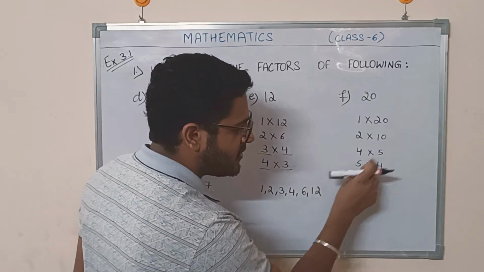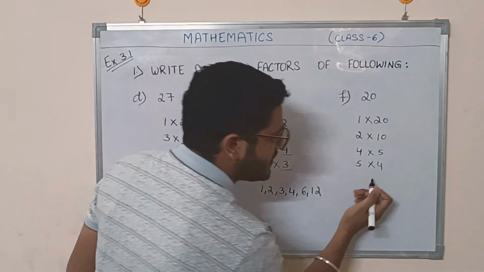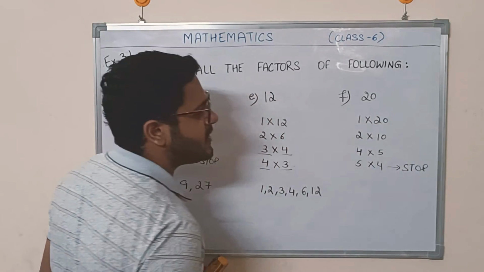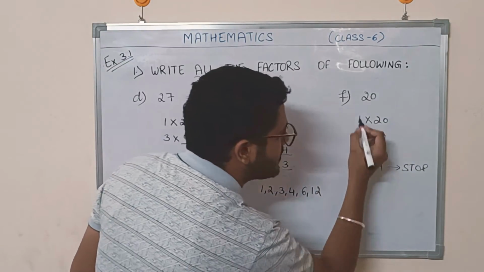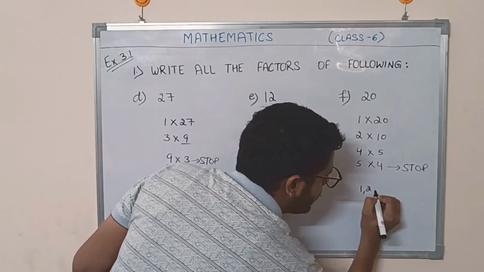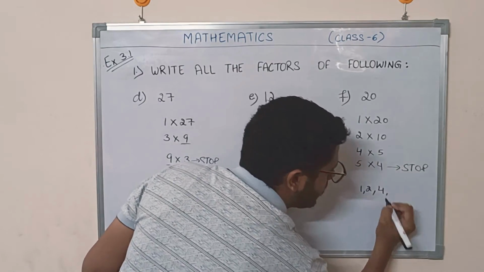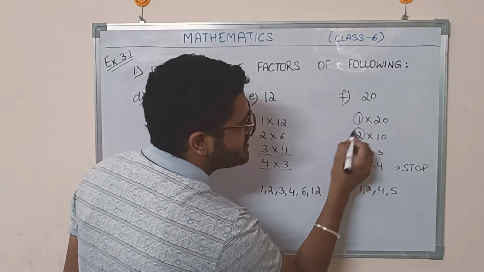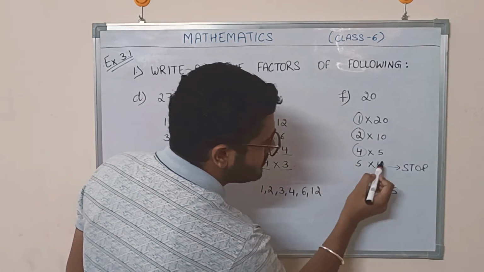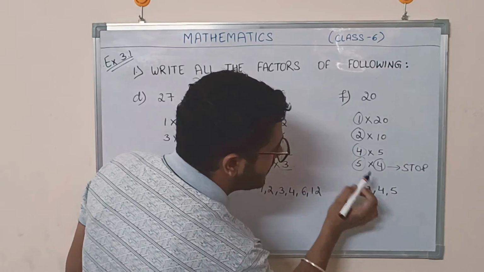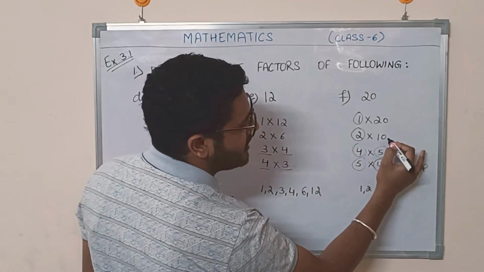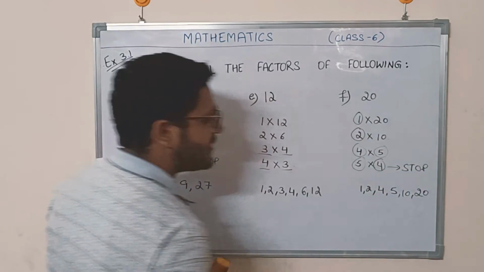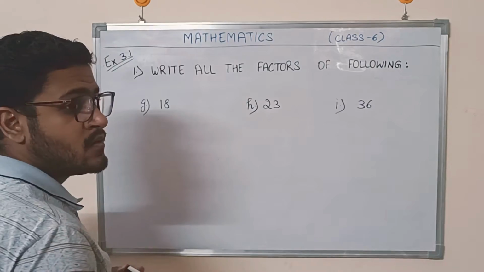Now again we have repetition, right? Factors are repeating. So what we will do, we will stop, right? And from here, what are our factors? 1, 2, 4. 1 is done, 2 is done, 4 is done, 5 is done. What are we left with? 10 and 20, right? So this is our answer.